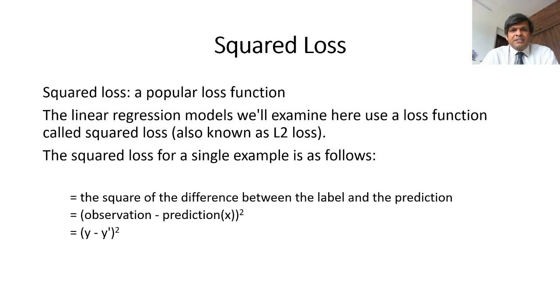Now how do we summarize this loss? We use a popular loss function called squared loss. The linear regression model we'll examine here uses a loss function called squared loss, also known as L2 loss. The squared loss for a single example is defined as the square of the difference between the label and the prediction. By label here we mean the actual value of y, and by prediction we mean the predicted value of y. So that is equal to observation minus prediction based on the x input, squared, that is, (y - y predicted) squared. So that is the squared loss.